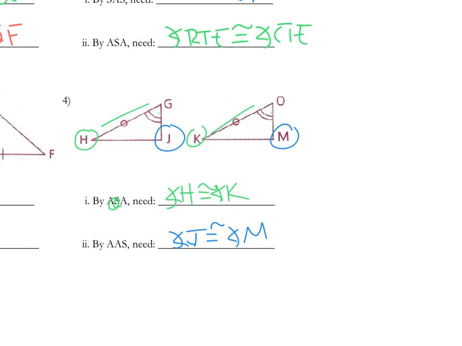Okay, so on tonight's homework, you're going to be working with congruent figures, and then there's going to be a bunch of examples where you just have to say the way it's congruent. Is it by SSS, SAS, AAS, or ASA?